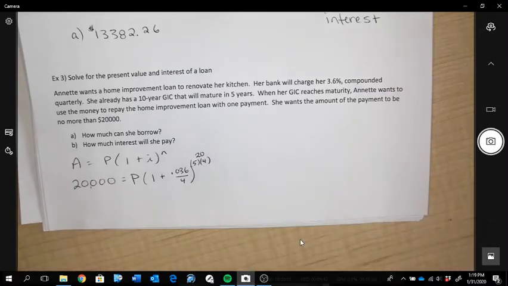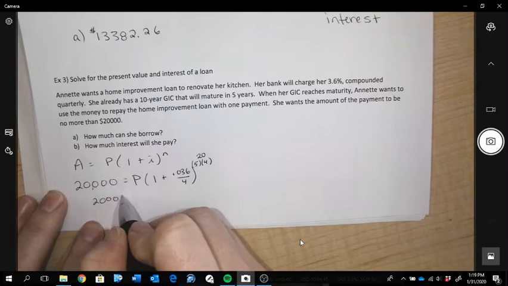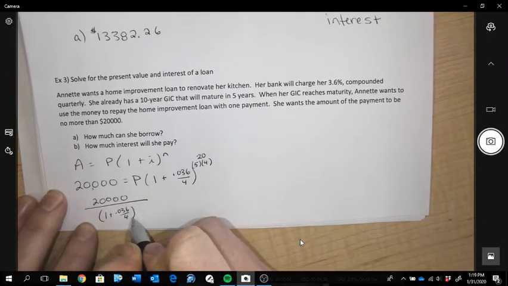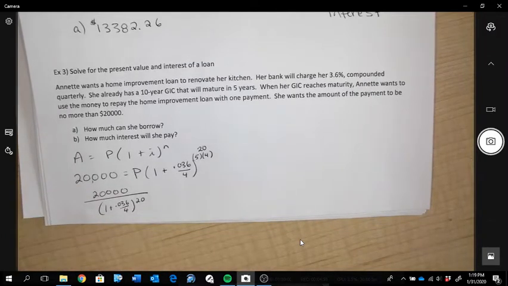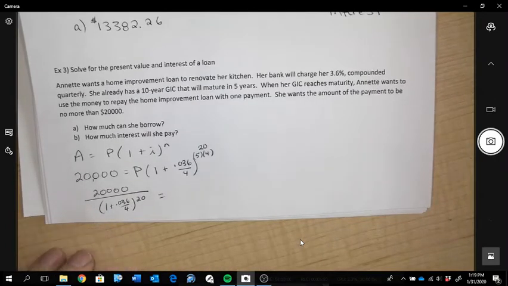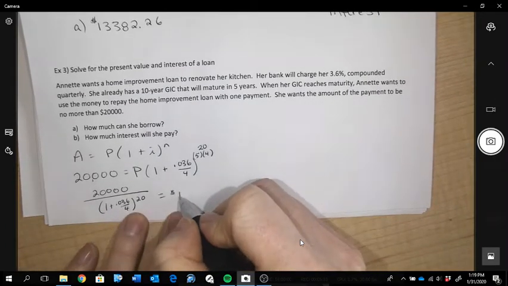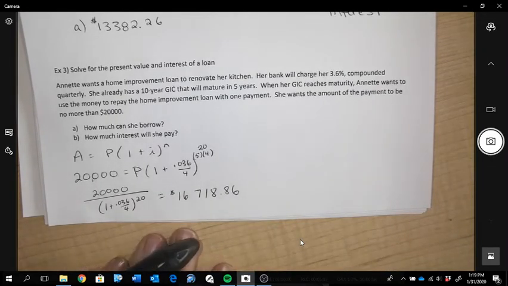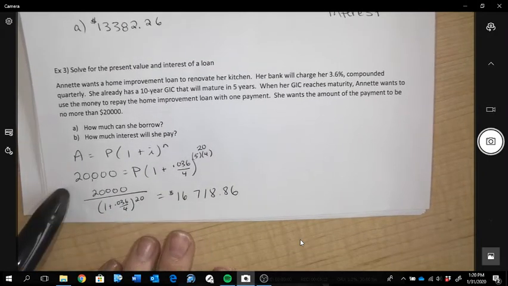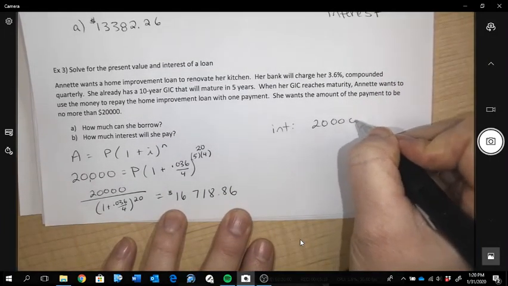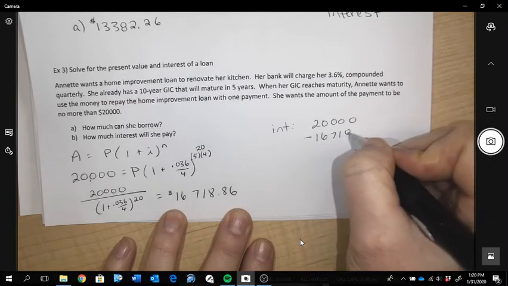Okay, so we're going to be doing 20,000 divided by, and this is how we're typing it in. So that's what we want to know. Okay, so make sure you practice typing that in so that you can figure out how to type it in properly. $16,718.86. So that's as much as she would be able to do for a loan. So if she did that as her loan, how much interest would she pay? So the interest is going to be the $20,000 minus the initial loan.